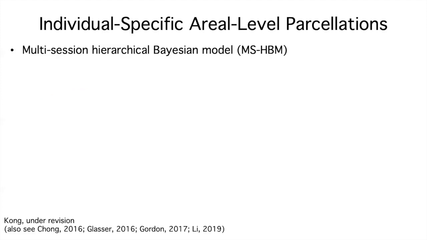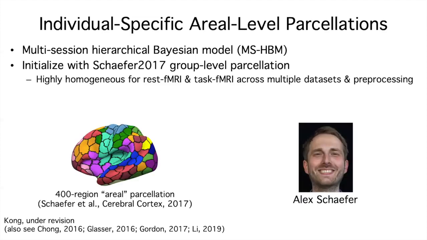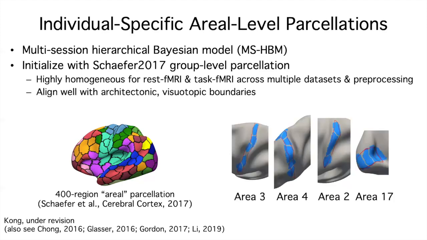Ruby basically used the same multi-session hierarchical Bayesian model, right? But this time she trained the model by initializing with the Schaefer group level parcellation. We've previously shown that the Schaefer parcellation is highly homogeneous across multiple resting and task data sets with different preprocessing, including global signal regression, ICA-FIX, CompCor, and so on. The parcellations also align well with traditional area boundaries.